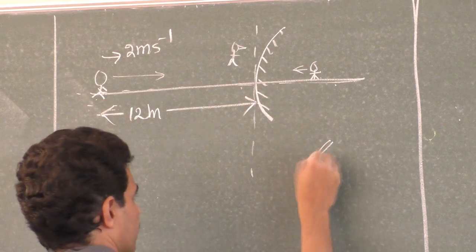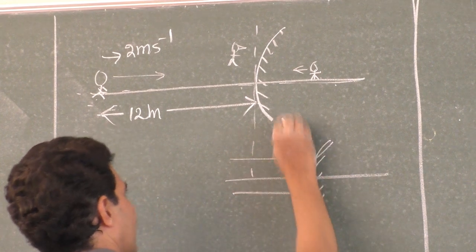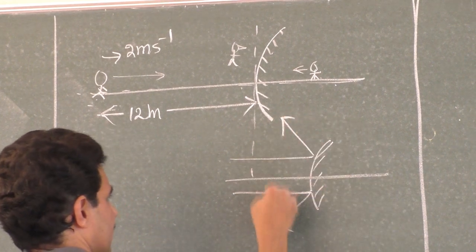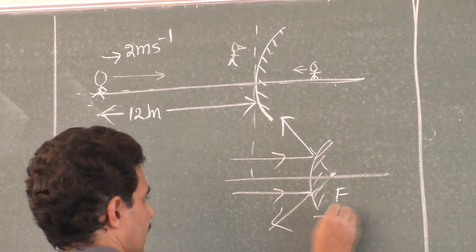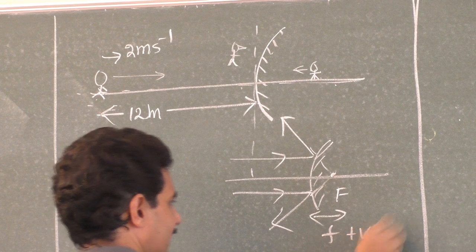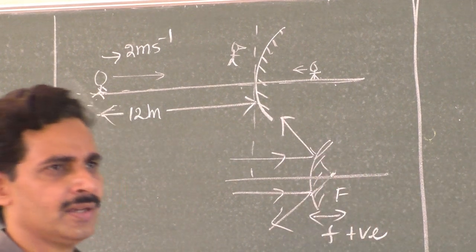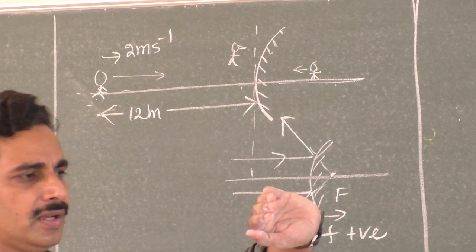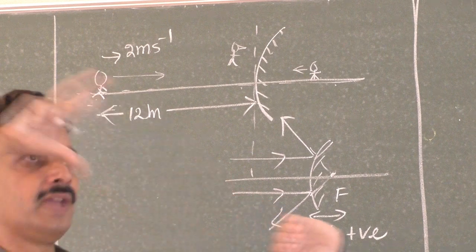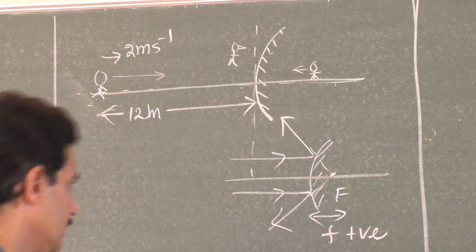You know, if parallel rays are incident on a convex mirror, they diverge in such a way that they appear to come from the focus. So focus is here, F is positive. Do it like this two or three times. Then you need not remember it at all. Then automatically the film will run in your brain. So convex mirror, rear view mirror, parallel rays diverge. They appear to come from the focus here. Focal length is on the other side, positive.